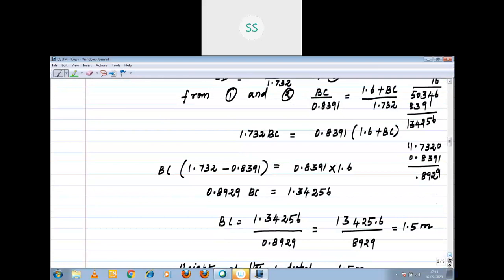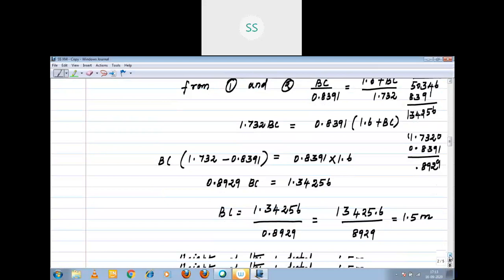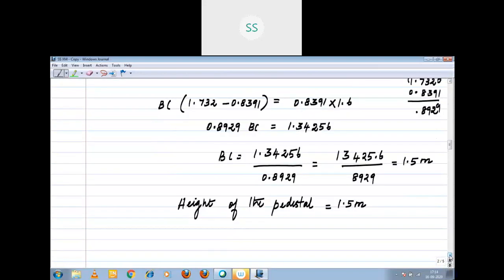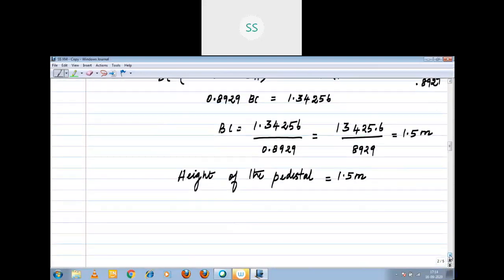1.34256. Multiply both numerator and denominator by 10,000. So you arrived at 13,425.6 divided by 8,929. When you divide, you arrive at the result as 1.5 meter. Therefore, height of the pedestal equal to 1.5 meter. Now I am going to move to question number 6.